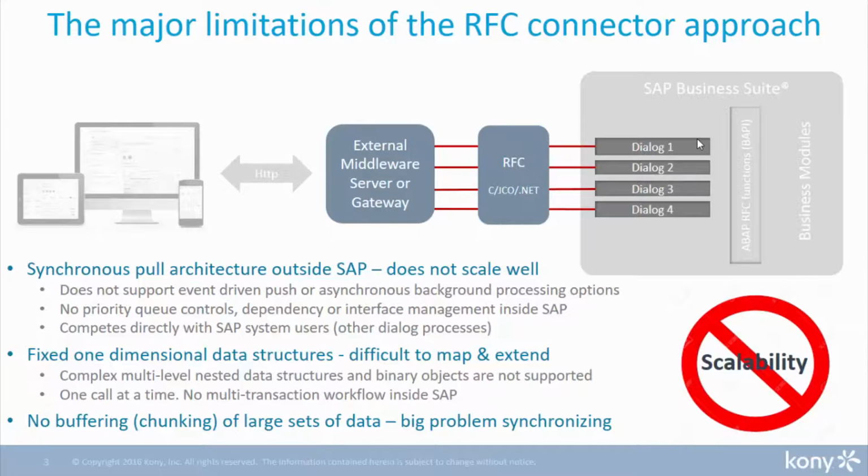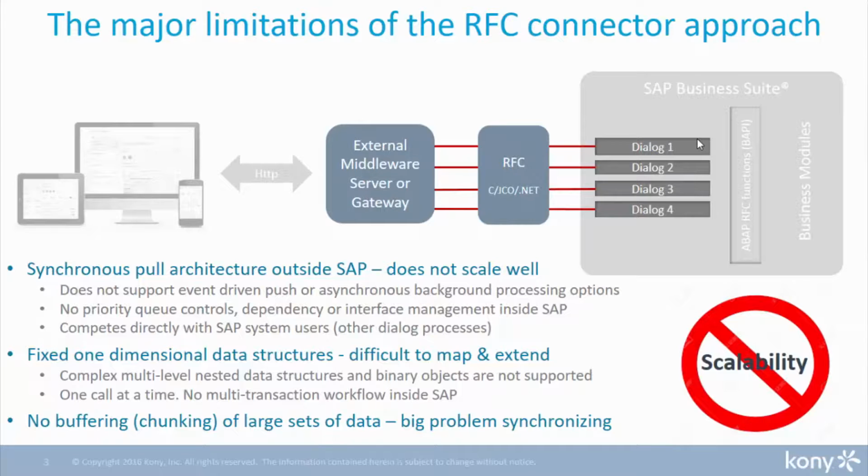capability. The function call interface itself is very static, using fixed one-dimensional cryptic structures and tables. These are very difficult to map and extend, and nested parent-child navigations and associated embedded binary objects, pictures, video, files, that sort of thing, are not really supported. To do any of this often requires specialized ABAP programming and customization to work around the shortfalls of this architecture.